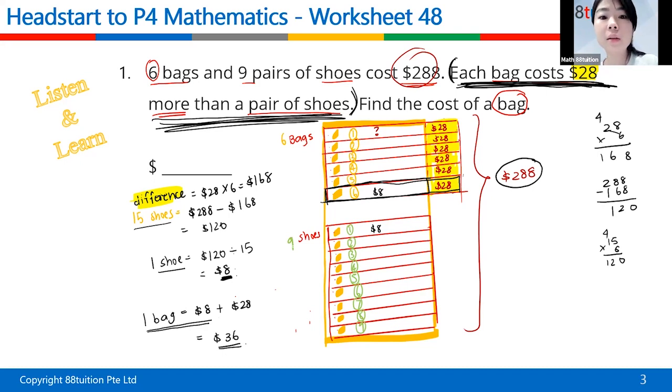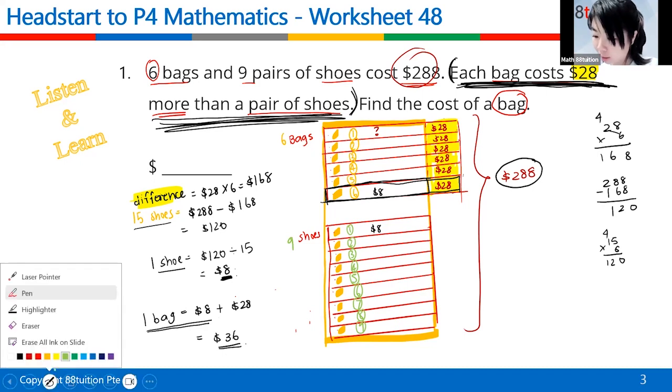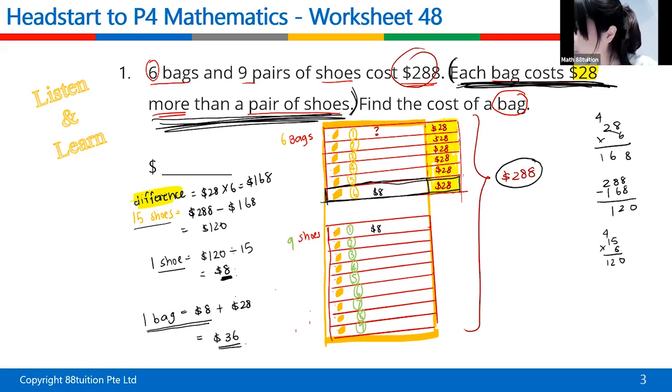Okay, look at the model first. I have 6 bags: 1, 2, 3, 4, 5, 6. Agree? I have 9 shoes: 1, 2, 3, 4, 5, 6, 7, 8, 9. Do you see that? The difference between one bag and one shoe is $28. Therefore, I have this entire chunk here of extra $28 from the 6 shoes. Do you see that in yellow? Good. So now I'm going to find everything on the left-hand side, the orange box that I have drawn.